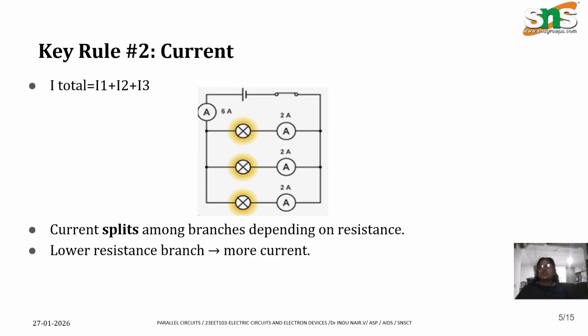So now if the total current is I, then I will be split as I1 along R1, I2 along R2, I3 along R3. So current splits among branches depending on resistance. Low resistance branch, more current. So current always takes the least resistance path. So if there is a short circuit, then the entire current will flow through it and no current will pass through the other branches.